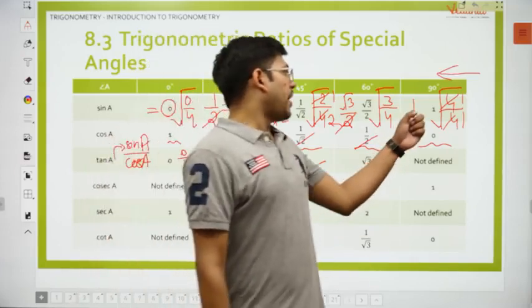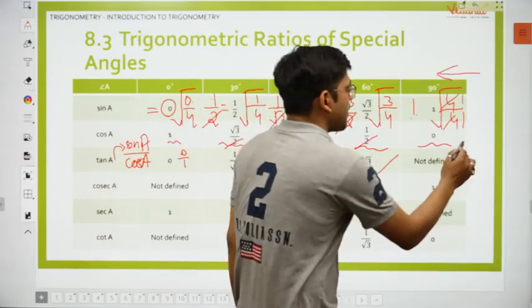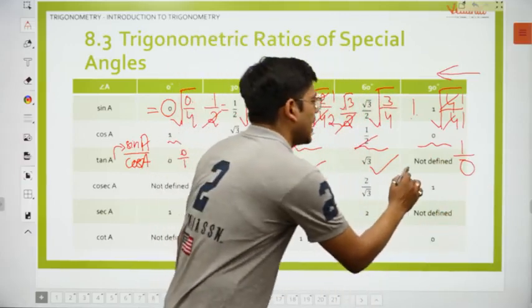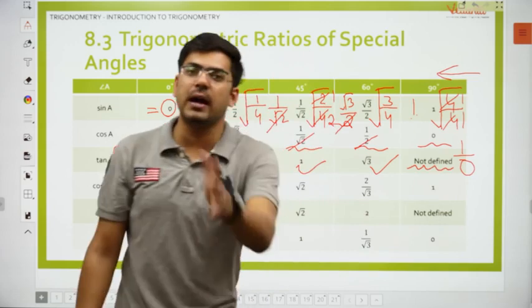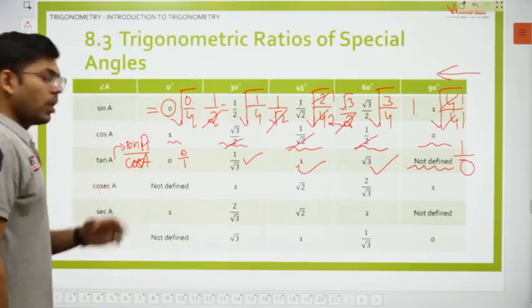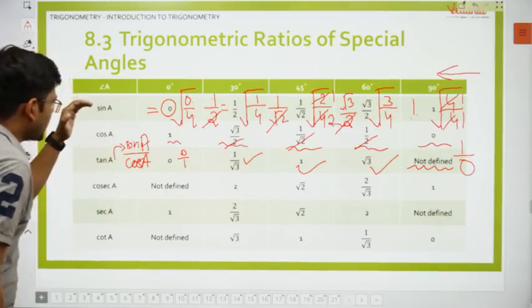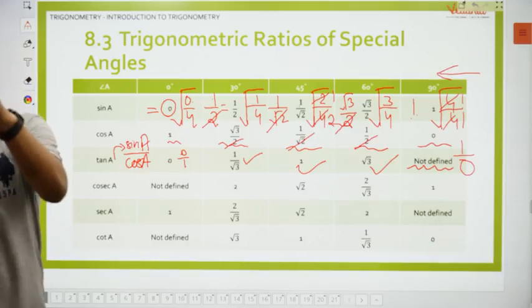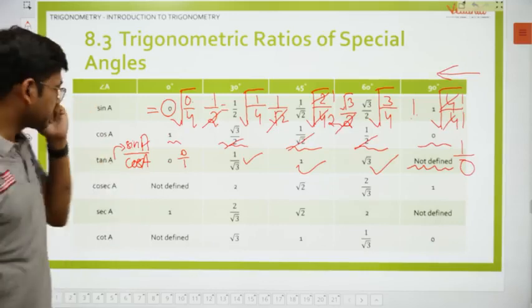And 1 divided by 0. Any number when divided by 0 is always a not defined number. This type of number cannot be defined ever. Now, once you got these sine, cos and tan, cosec, sec and cot are very easy. Now let me tell you how.